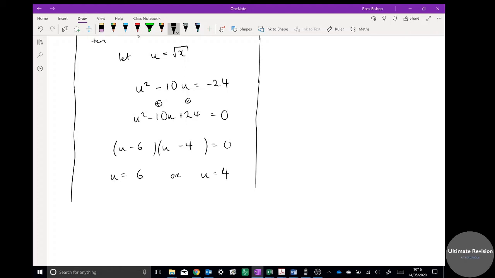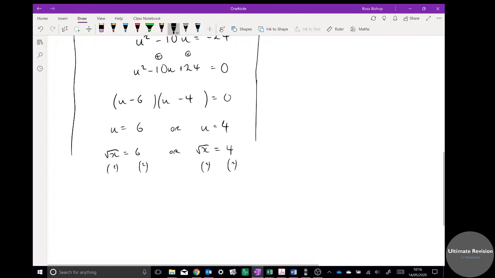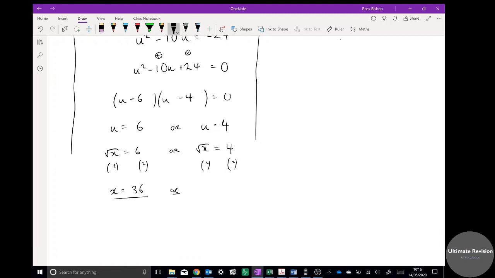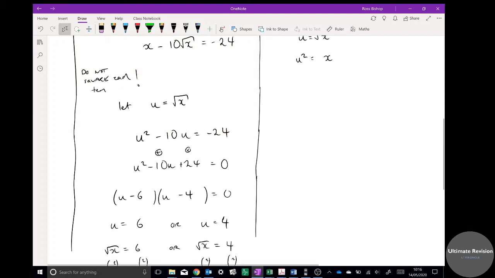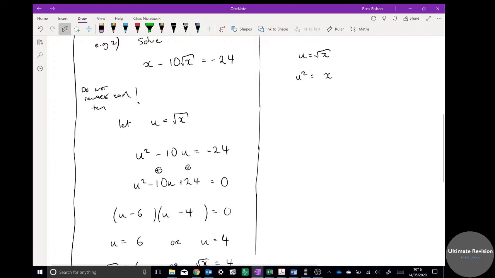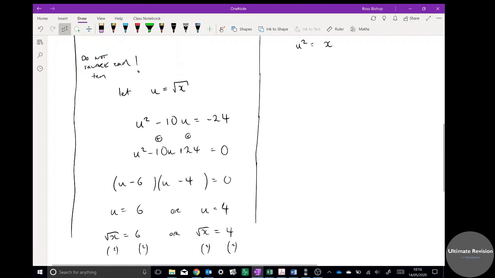Now we don't stop there. Remember, u was root x. So root x equals 6, or root x equals 4. To get rid of the root, I need to square both sides. If I square both sides, I get x is equal to 36, or x is equal to 16. And there we go, that's our answer. I can check these answers by plugging them back into the original, so I know I'm right.